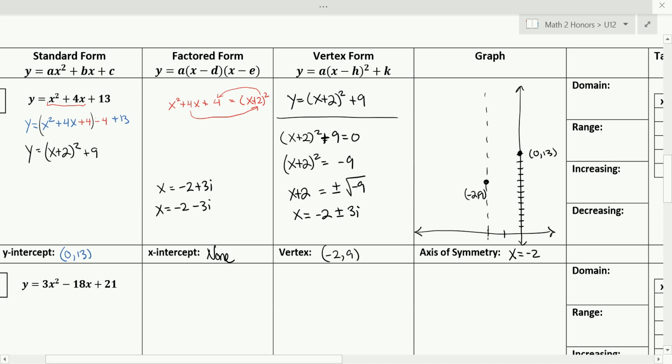If we reflect that across your axis of symmetry, where are we at? -4, 13. You need 2 more points. Can't use x-intercepts because we don't have any. So plug in another value. Did anybody plug in something? You plugged in -3. When you plug in x equals -3 into your equation, what do you get for y? 10. So -3, 10. And if we reflect that across the axis of symmetry, we get -1, 10. We have our 5 points.